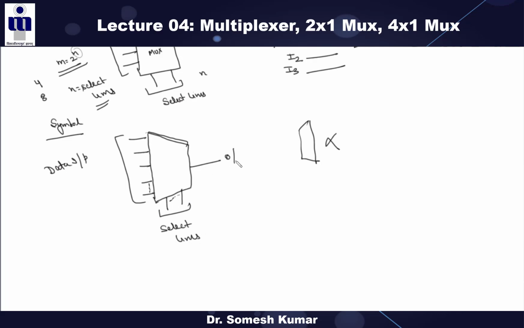And this is your output, right? If we are saying 4 is to 1, then the block diagram or the symbol for the 4 is to 1 mux is, these are the two select lines and these are your 4 inputs. So it is basically your 4 is to 1 mux. Select lines, right? Now understand the meaning of your multiplexer.